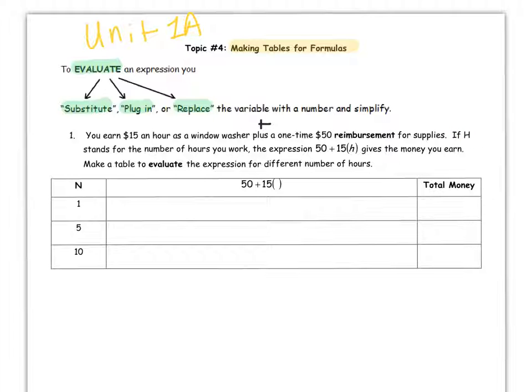It says if H stands for the number of hours you work, the expression is 50 plus 15H. And remember, this parenthesis means multiplication. So let's break this down. This is your $50 one-time fee. You get paid $50, and then you add to that 15 times H. That's because you get $15 for every single hour that you work. So if you work a lot of hours, you're going to multiply 15 by a big number.